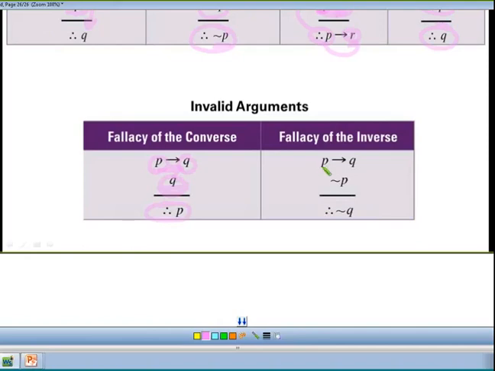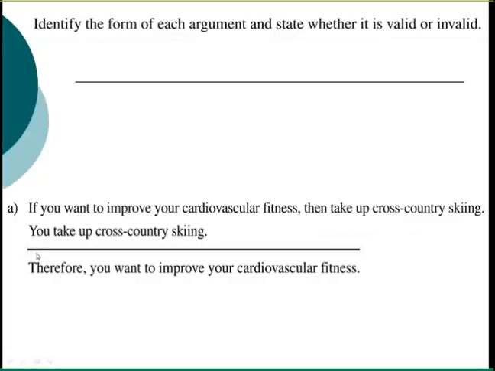And then same thing here, fallacy of the inverse. So that was fallacy of the converse. Fallacy of the inverse is if you get your hypothesis and your conclusion in one sentence and you say, all right, I've got the negation of the hypothesis, that does not mean you get the negation of the conclusion. So these are invalid arguments. They do not work, and let's see how those play out here in real examples.